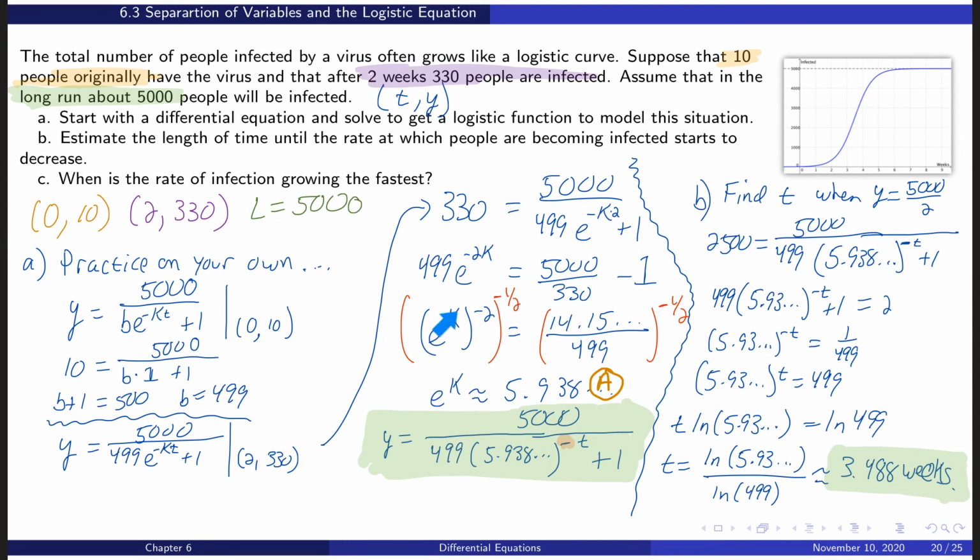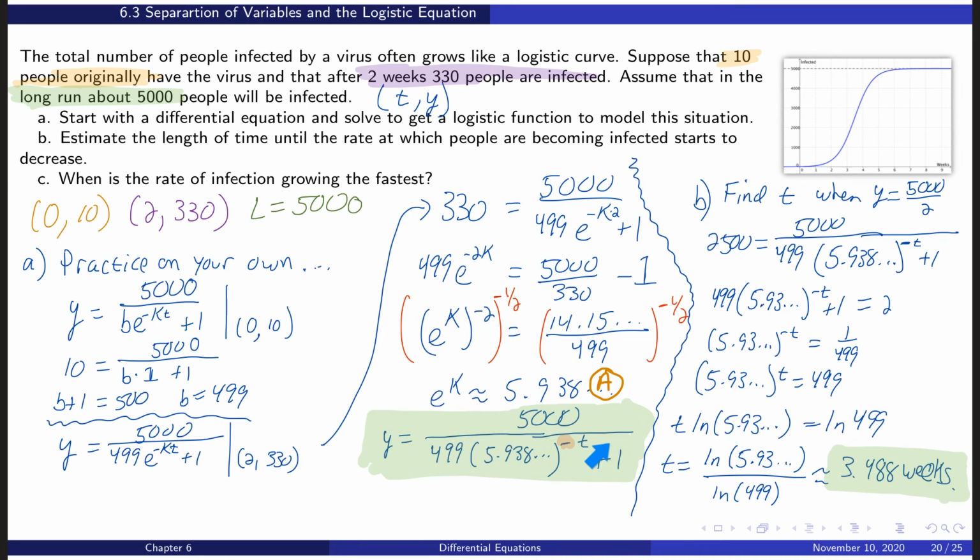And then since I want e to the k, I'm going to raise both sides to the negative 1/2 to get rid of that negative 2. So since it's e to the k to the negative 2, raising each side to the negative 1/2 cancels that out. We've got e to the k is this. Since I need that number and since I need it to be precise, I stored that in memory A. Do not round this number. You're going to use it later to make predictions, and you don't want this to be rounded. So our logistic equation is this.